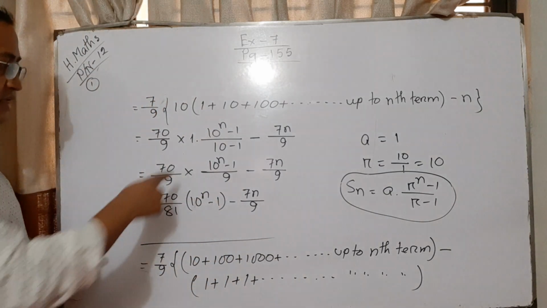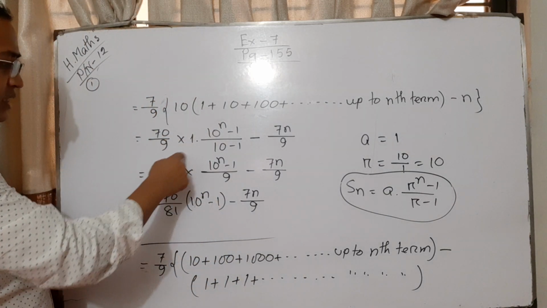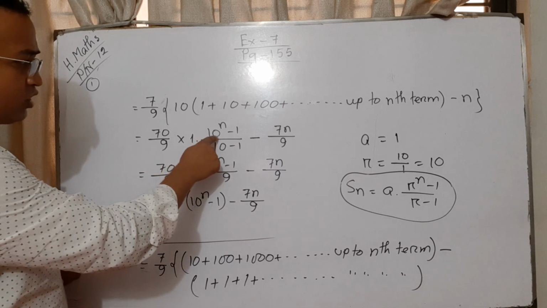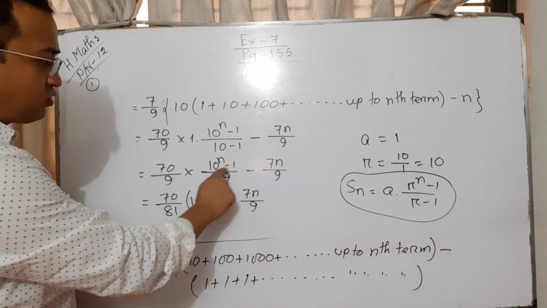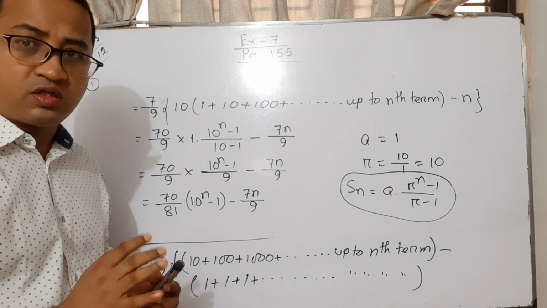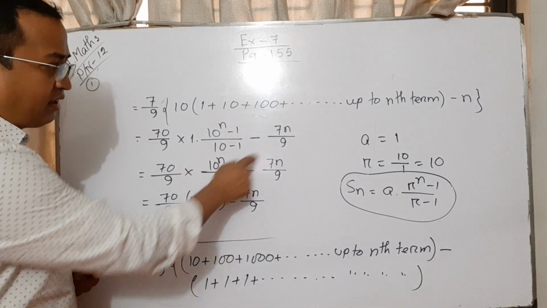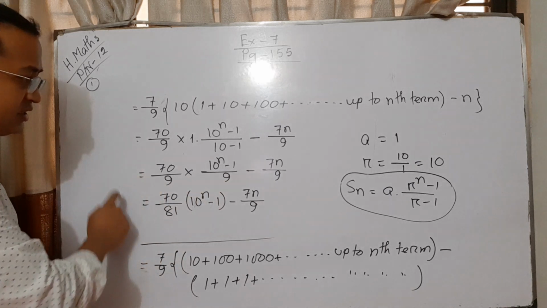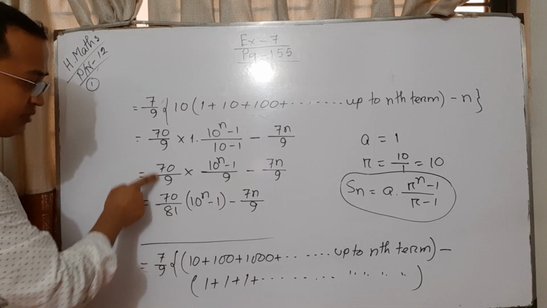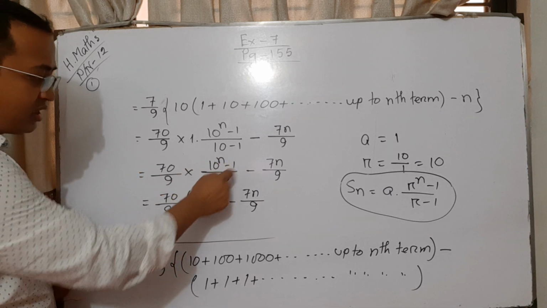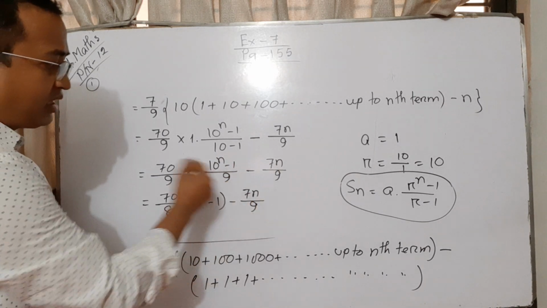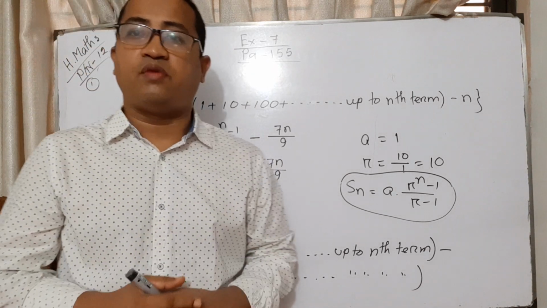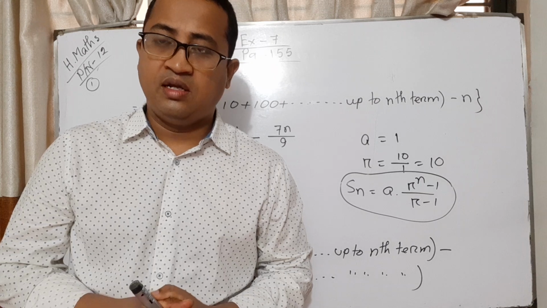Now multiply this. It will be 70 by 9 and it will be 10 to the power n minus 1. 10 minus 1 is 9. Now multiply this 9 with this. 9 9s are 81, so 70 by 81 times (10 to the power n minus 1) minus 7n by 9. This is the sum of this series.